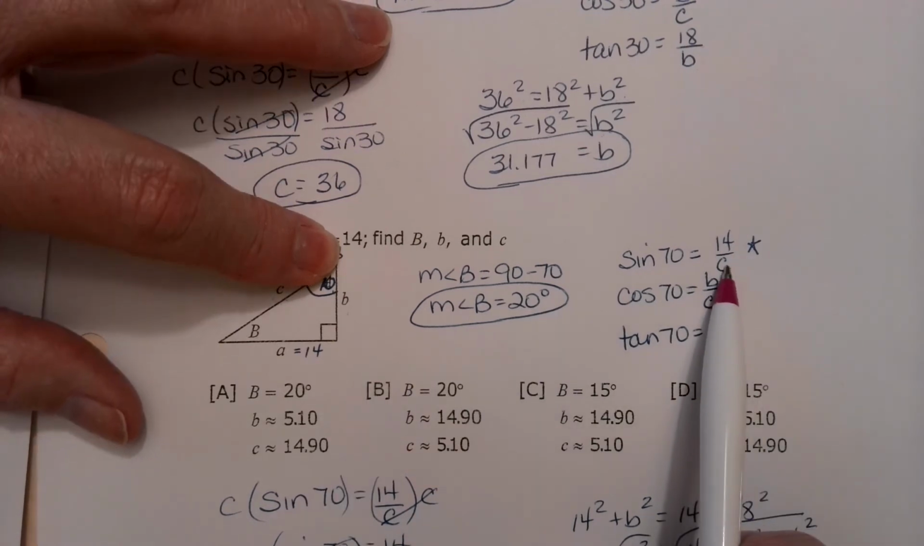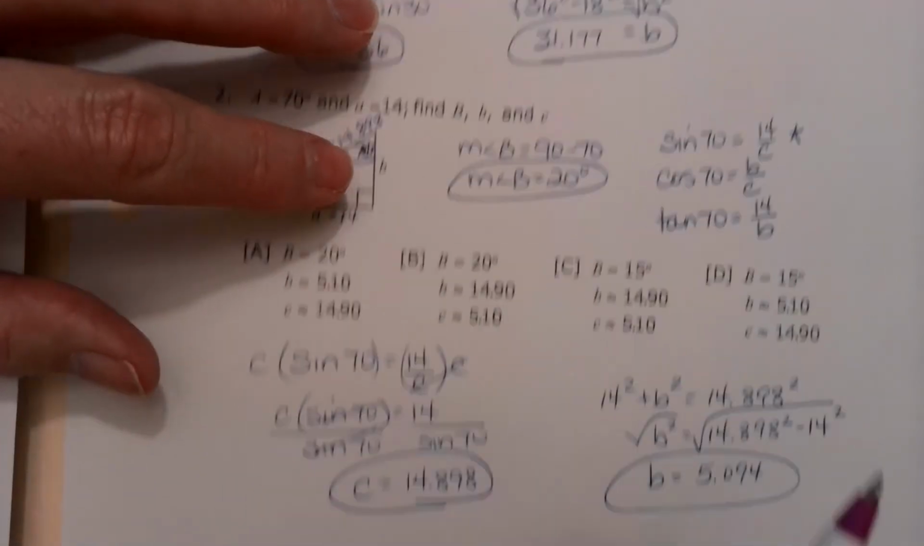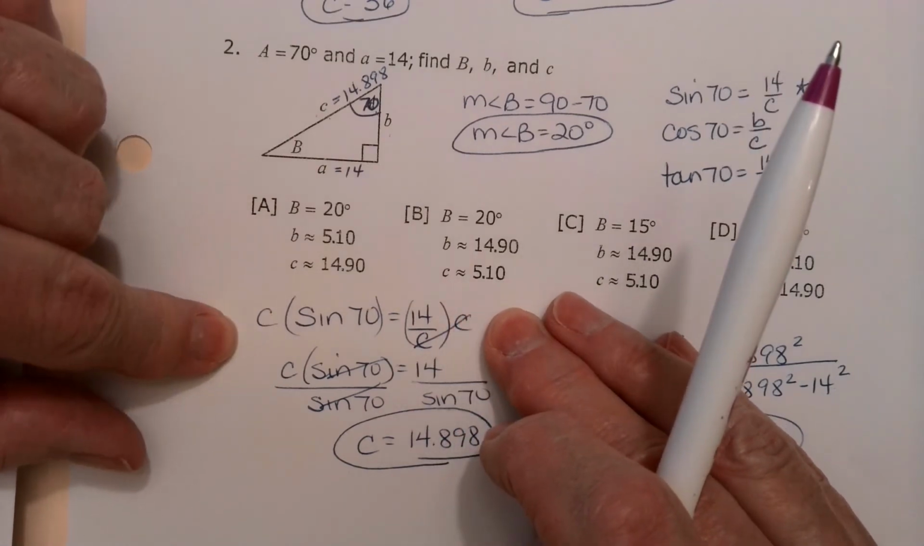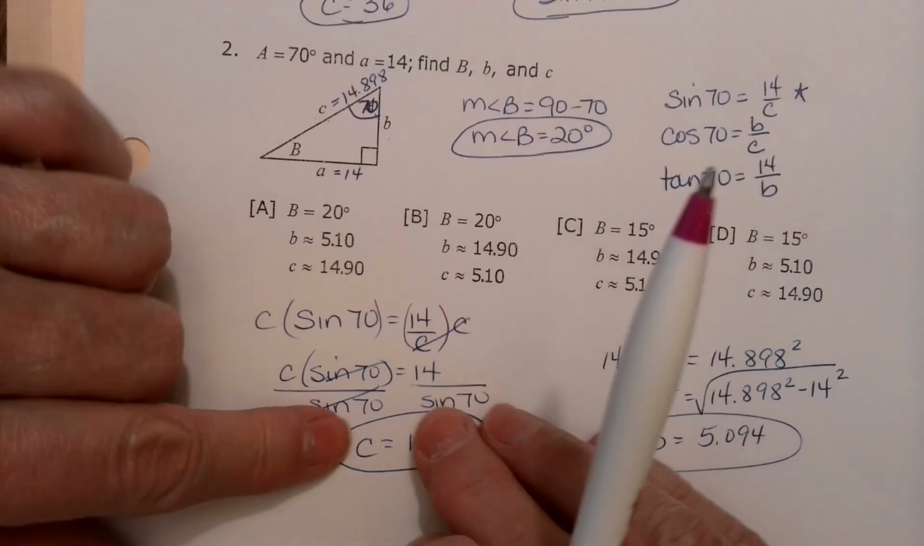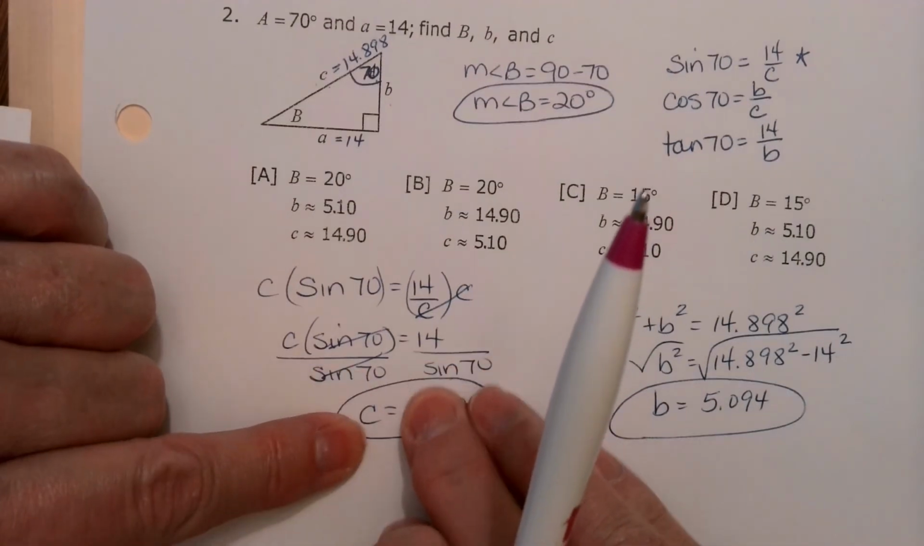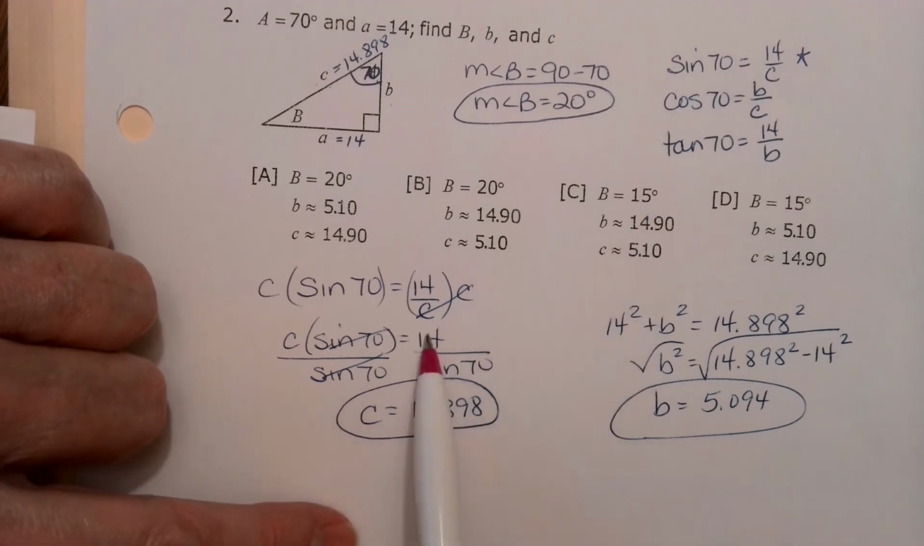Again, I'll just pick this one. And again, you've got to clear the fractions. So multiply both sides by c. The c's cancel, and you get this. Now you need to solve for c. Divide both sides by sine of 70. Put it in your calculator and round to 3 decimals.